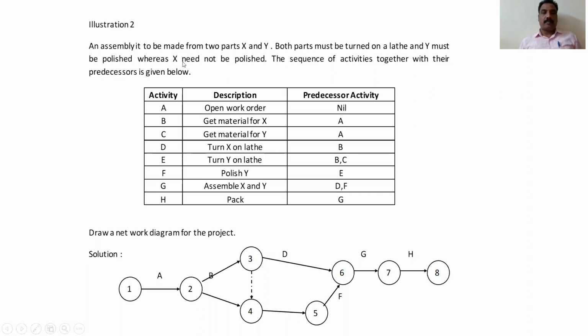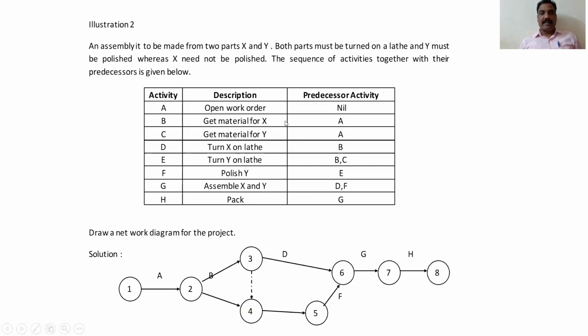Here the problem is like this. The activities given are A, B, C, D, E, F, G, H. A represents opening work order. B is get material for X, get material for Y, turn X on lathe, turn Y on lathe, polish Y, assemble X and Y, pack.